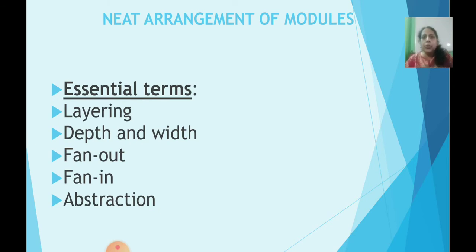For the neat arrangement of modules, there are some terms used, meaning characteristics of the modules. The terms are layering, depth and width, fan out, fan in, and abstraction. So let us briefly discuss these things.